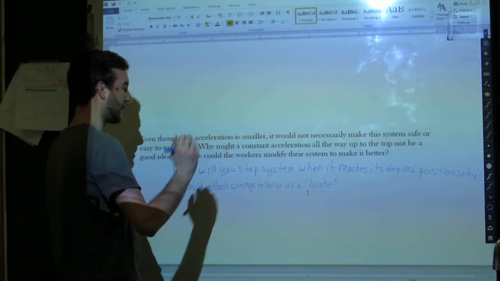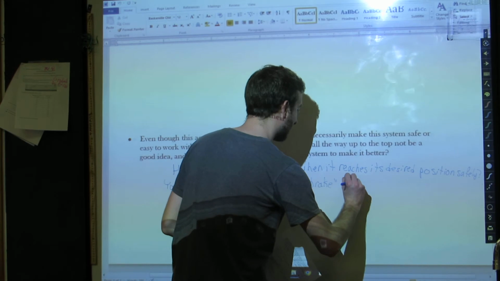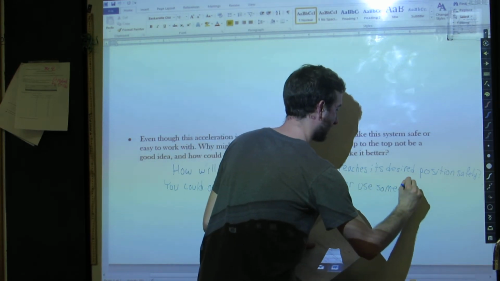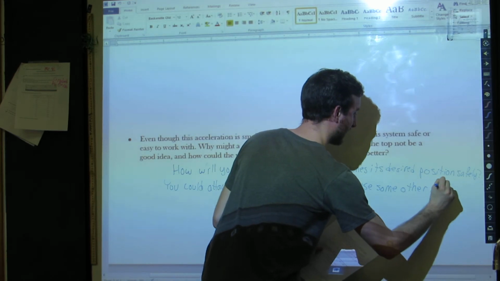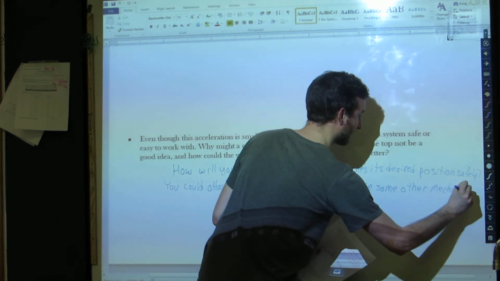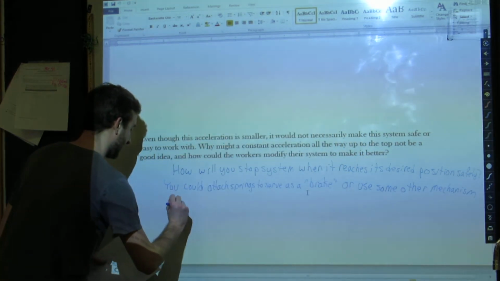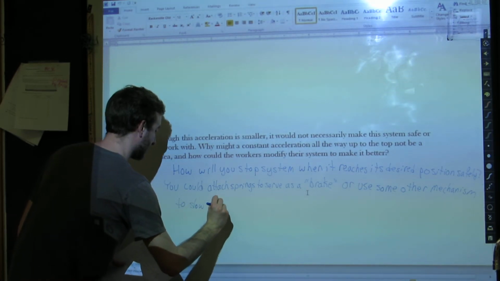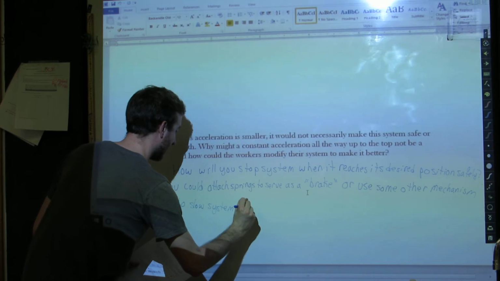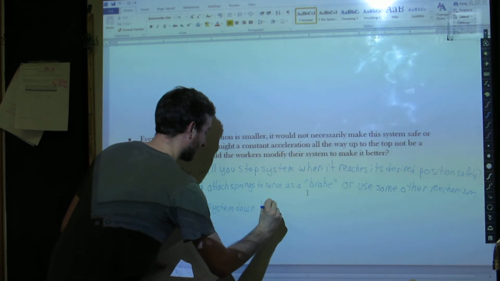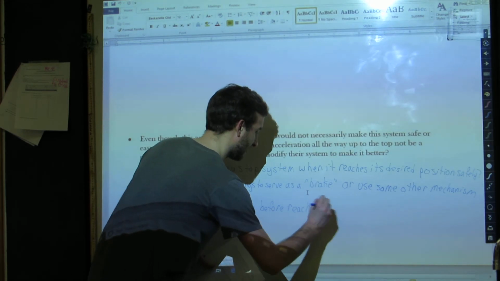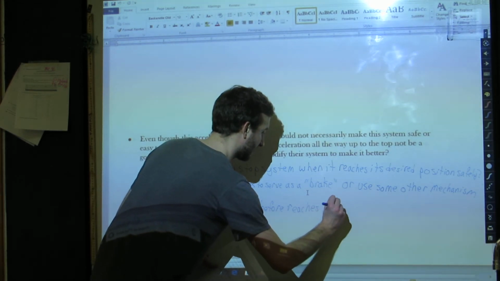You could use some springs to serve as a brake, or use some sort of other mechanism to slow the system down before it reaches its desired position.